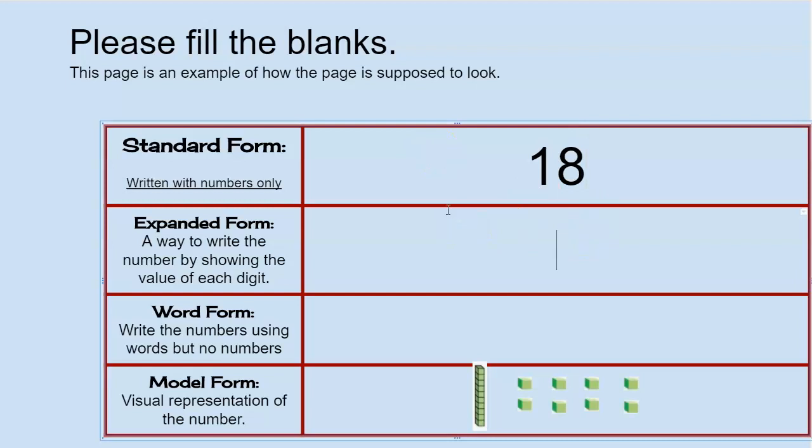Expanded form is written as 10 plus 8 equals 18. I have used the value of each digit to represent the expanded form. The written form is when we use words, not numbers, to represent the number. So here, 18 is represented using standard, expanded, word, and model form. Let's continue practicing.